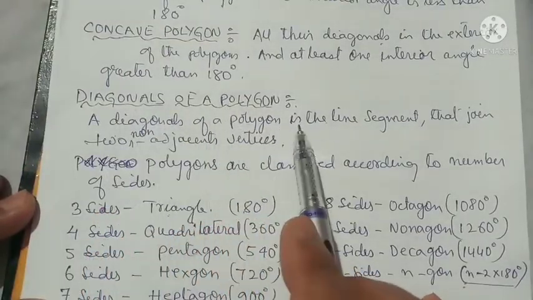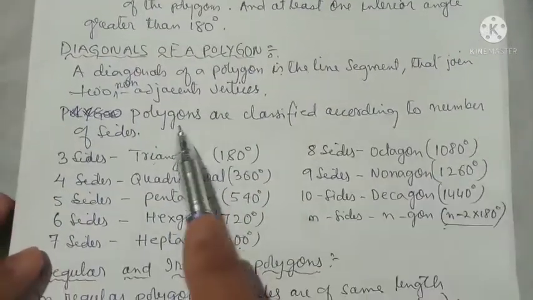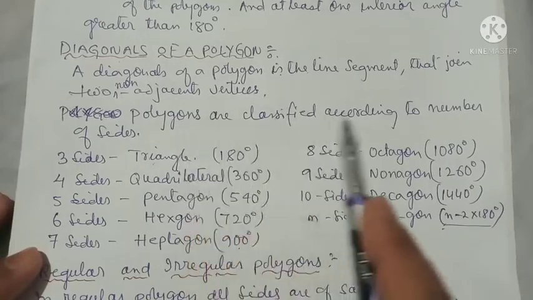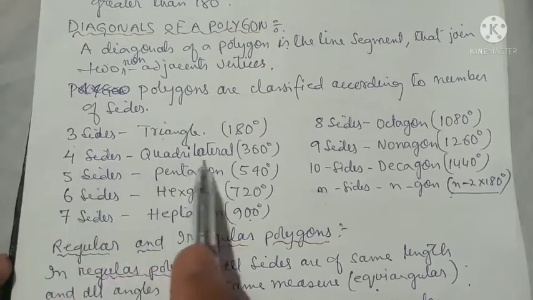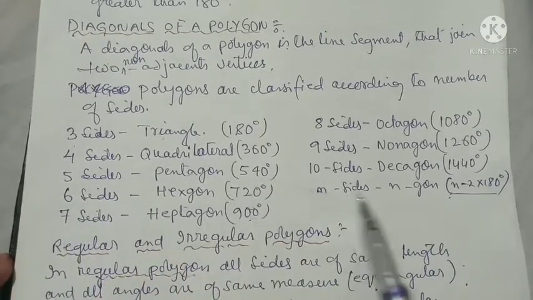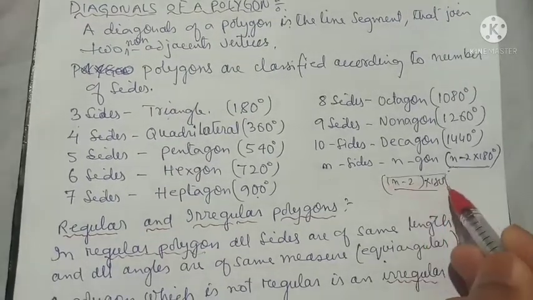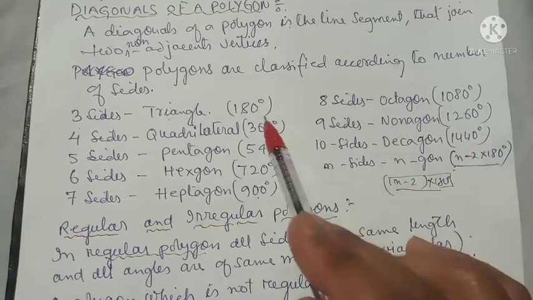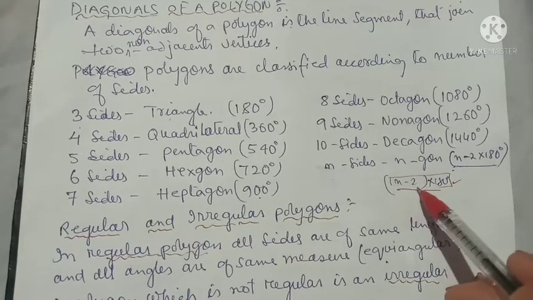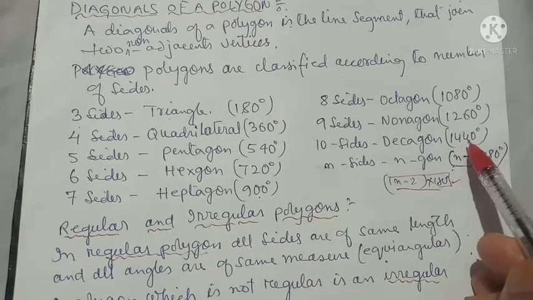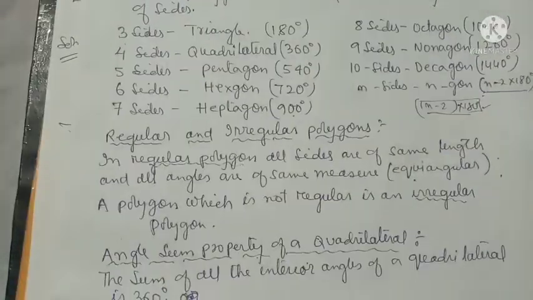A diagonal of a polygon is a line segment that joins two non-adjacent vertices, and we have classified the polygons according to their number of sides. Three sides we call a triangle, four sides we call a quadrilateral, and likewise n sides, an n-gon. This is a formula that we have to find the sum of all the angles of the polygons. So by using this formula, we can find the sum of all the angles of the given polygon.